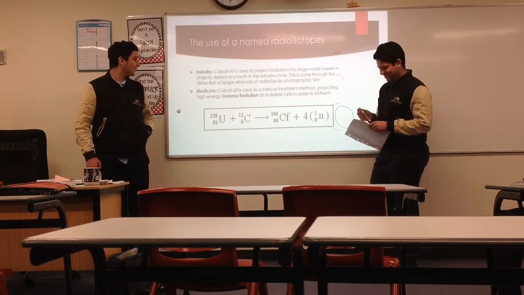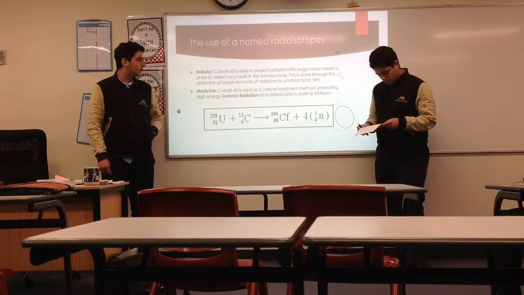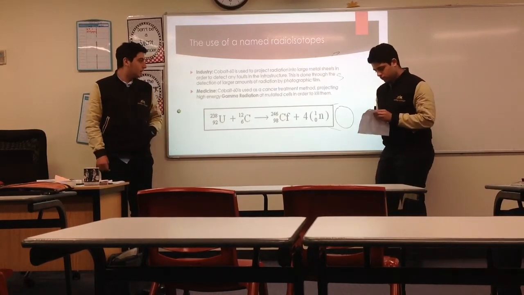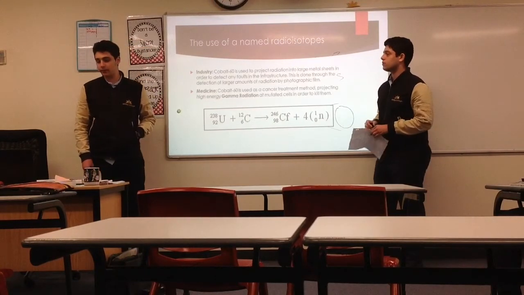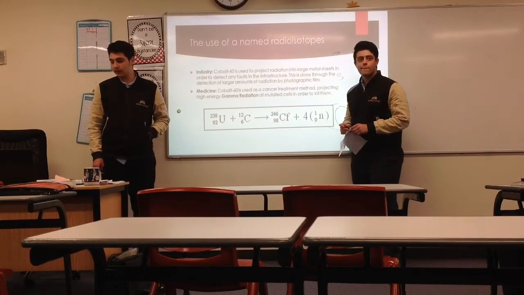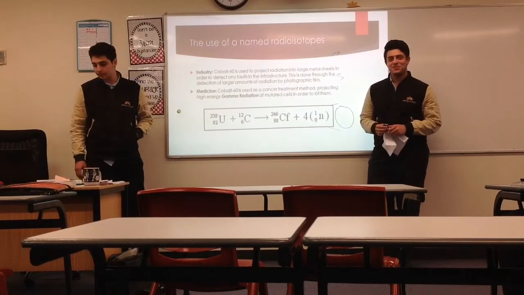The use of a named radioisotope. In industry, cobalt-60 is used to project radiation into large metal sheets in order to detect any faults in the infrastructure. This is done through the detection of larger amounts of radiation by photographic film. In medicine, cobalt-60 is used as a cancer treatment method, projecting high energy gamma radiation at mutated cells in order to kill them.